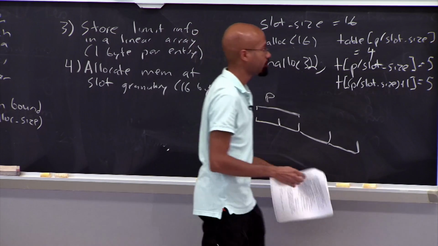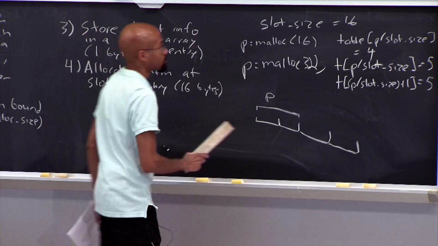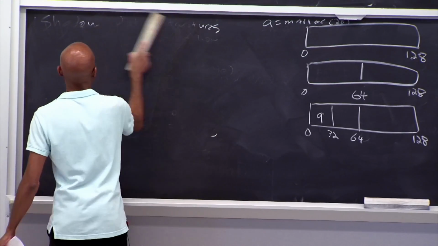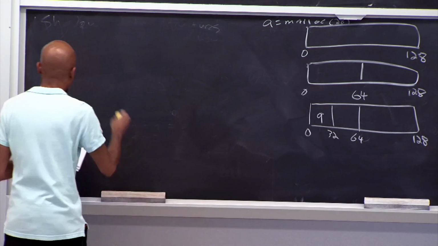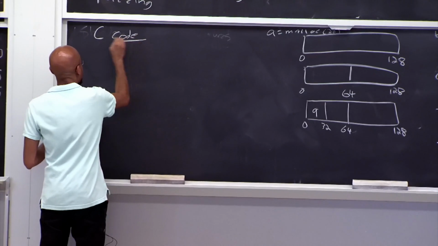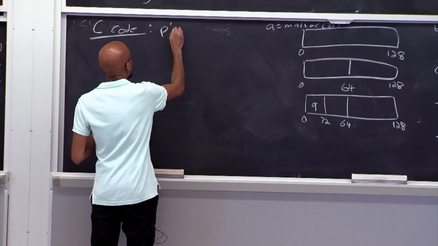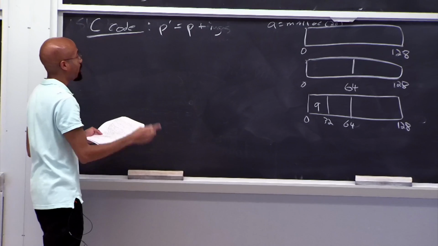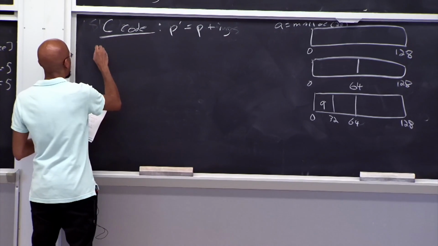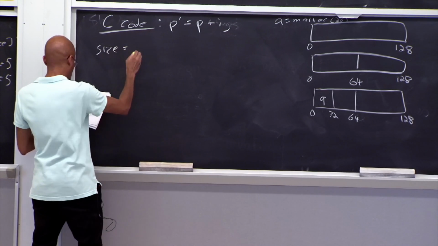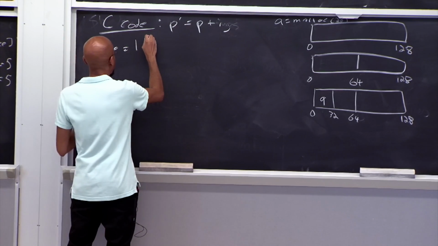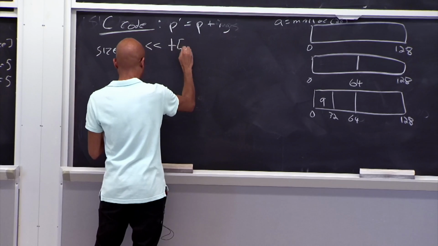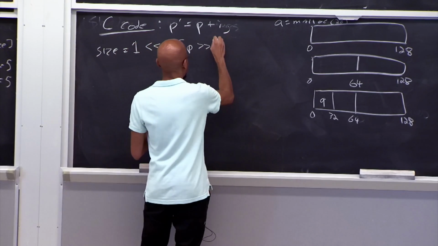Okay, so let's see. So armed with the bounds table stuff, what happens if we have C code that looks like this? So you have a pointer, P prime, you derive it from P, and then you add some variable I. So how do you get the size of the allocation belonging to P? Well, you look in the table using this lookup here.